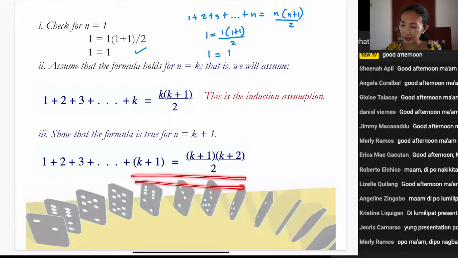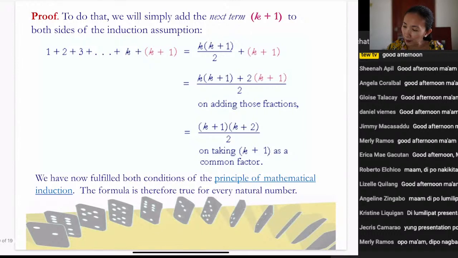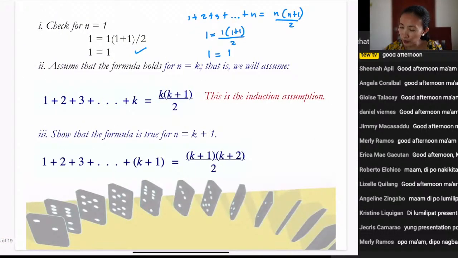Ito yung palalabasin natin. Okay? Show that the sum of the first k plus 1 terms is equal to k plus 1 times the quantity k plus 2 all over 2. Now, remember from our assumption, ito yung assumption natin kanina, no? Step number 2, we assume it to be true that the sum of the first k natural numbers is given by, go back to step number 2. Ito yung assumption natin. Ito yung sum niya.